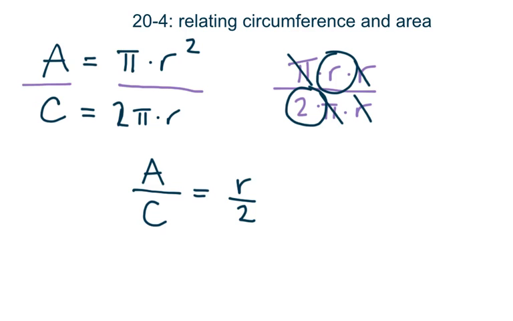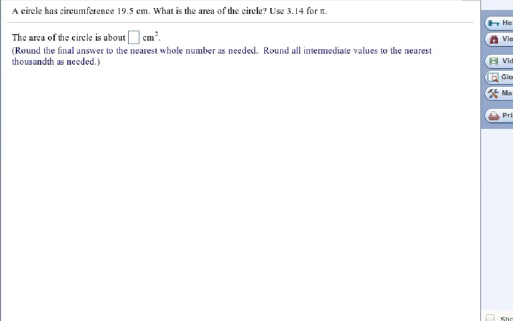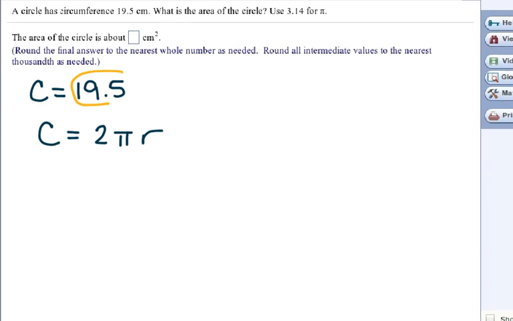Before that, I want to do an example where we have the circumference given, but you have to find the area. So if the circumference is 19.5, then we use the formula for circumference. Circumference equals 2 pi r. So I plug 19.5 in for the circumference. So I get 19.5 equals 2 pi r.